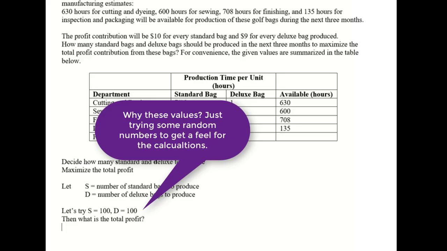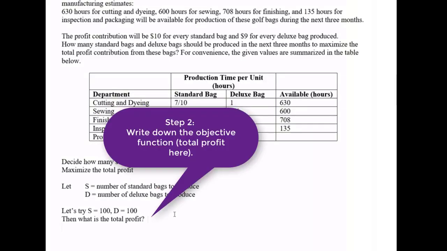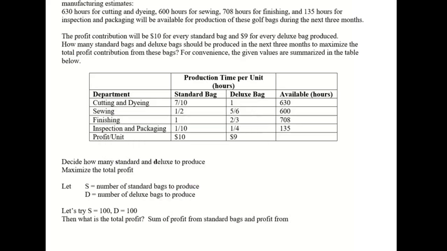Okay, well, total profit is the sum of profit from standard bags and profit from deluxe bags. Okay, so let's see, we're given some amount here, $10 per unit.